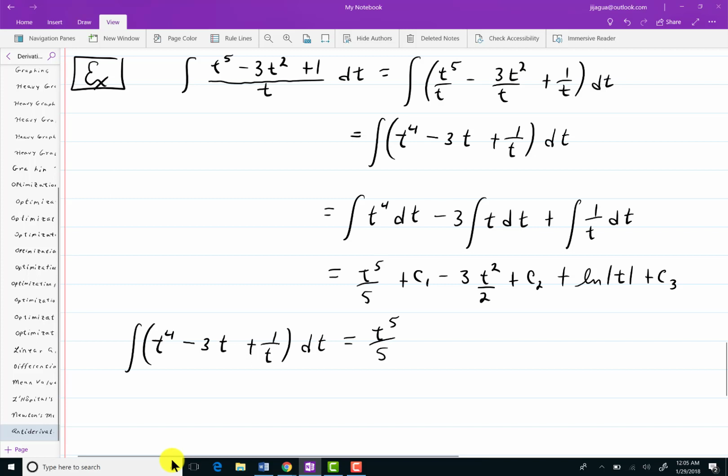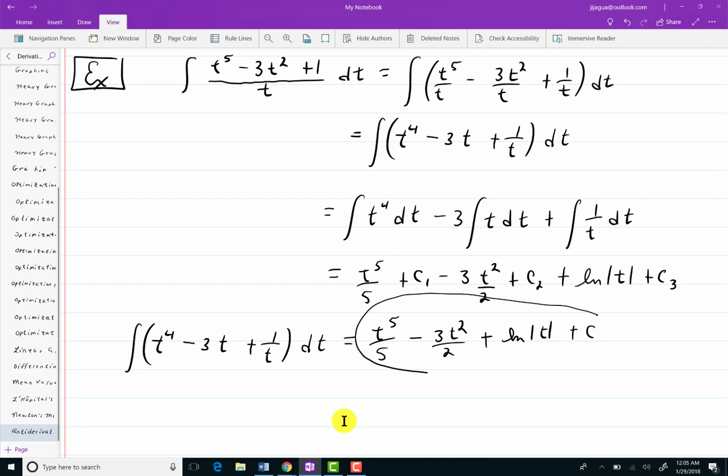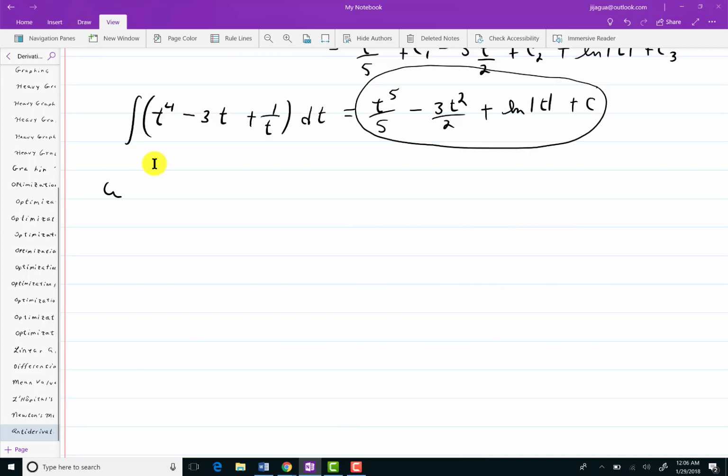So I would simply go directly to my answer and go to t to the 5th over 5 minus 3, and I'll even go 3 halves t squared. In a minute you'll see why I do that, and then plus the natural log of the absolute value of t plus 1c, and that will do the work of all the other c's.